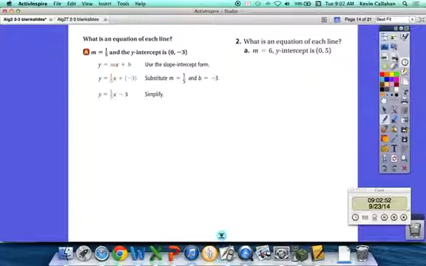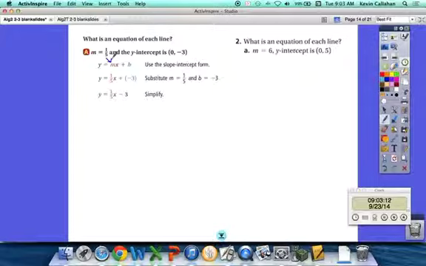So in these problems here, they're giving us the slope and they're giving us the y-intercept. And we need to plug into the y equals mx plus b form, right? So what is it that goes in the place of m? In this problem, it's the 1/5, right? Put that right there. Okay.